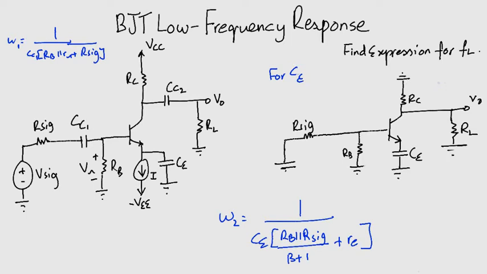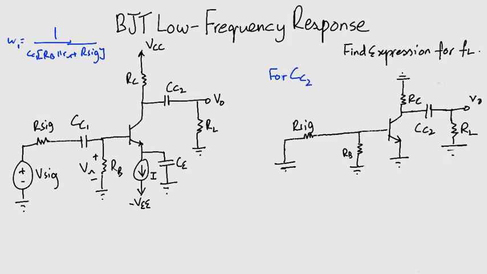Moving on to CC2, this is the simplest. All you have to do is add Rc and RL. Again, Rc and RL are not in parallel because CC2 prevents them from having two common terminals. So we write omega 3 equals 1 over CC2 multiplied by Rc plus RL.